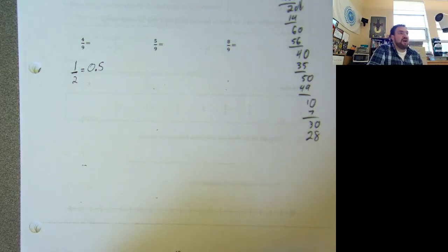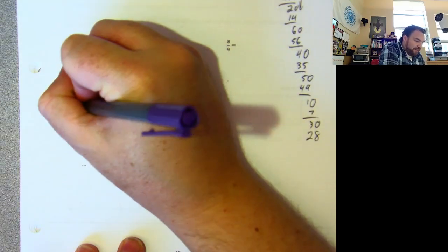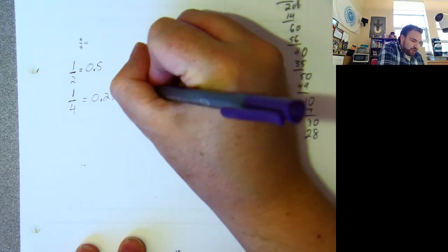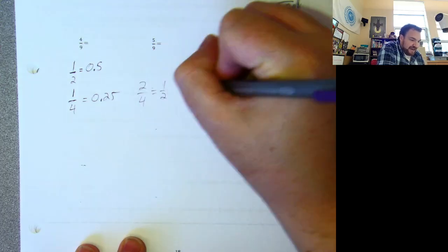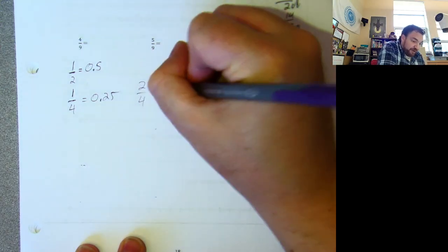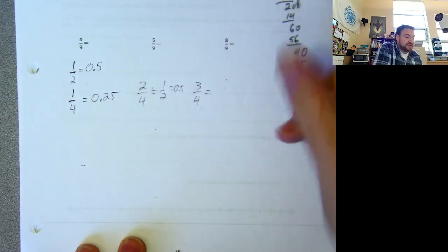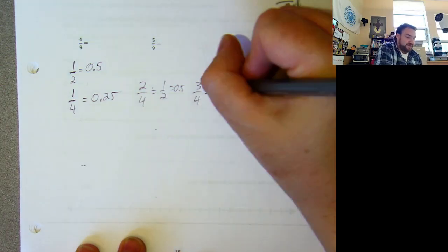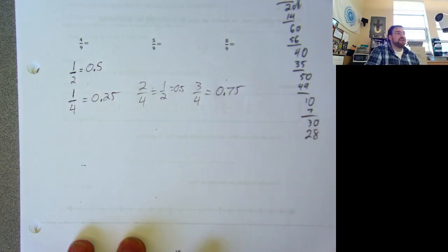What's another one that you've got locked in? Yeah, because we deal with quarters in currency. Canadian and American currency deals with quarters. 1/4 is 0.25. 2/4 is the same as a half, 0.5. Then 3/4 is 75 cents, which is 0.75. For my North American students, these are fractions that are always locked in.